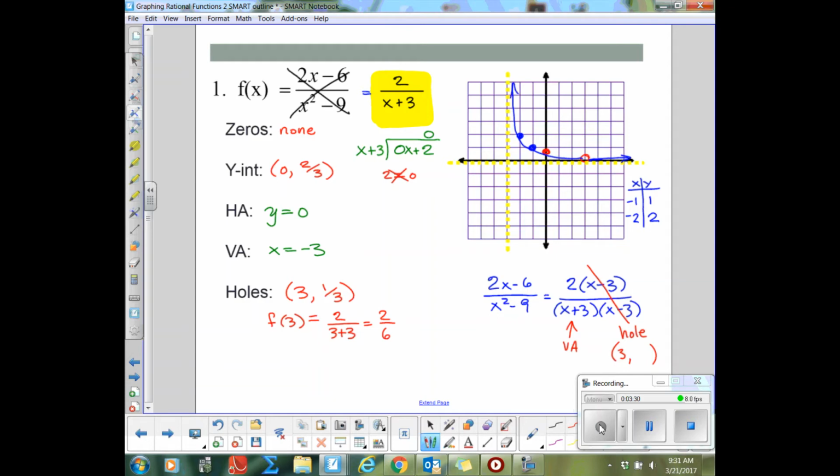On the left side of the asymptote, let's evaluate the function at -4 and -5. Input a -4, output is -2. Input -5, output is -1. That is our graph that has a hole in it.